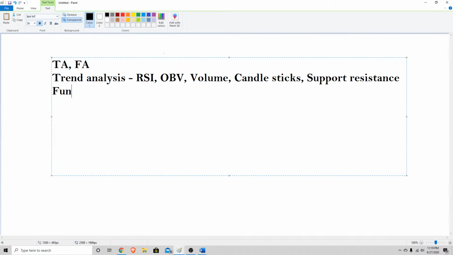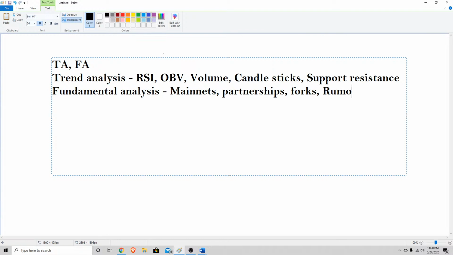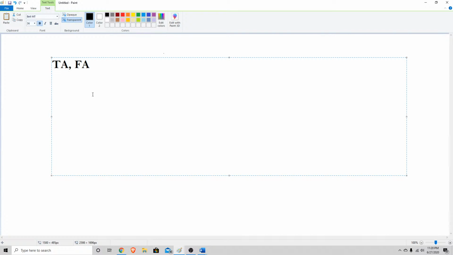Okay, fundamental analysis is going to be things like mainnets. Those were huge in 2017. You know, your partnerships, obviously, partnerships, forks, anything, rumors. Okay, anything like that. That's going to be your fundamental analysis. Neither is right or wrong. Neither is better or worse. It just depends on what works for you. Okay, so feel free to check them both out. You can use them together. All right, there's really no limit on that.